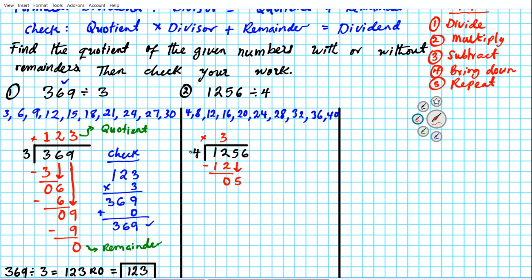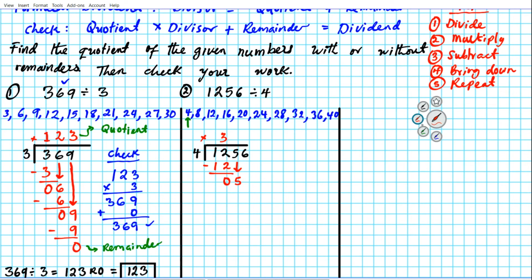5 is not a multiple of 4. It doesn't go in evenly. So how many times can you take out 4 from 5? Well, if you take a look at the multiples of 4, you're looking at the biggest multiple of 4 that's smaller than 5. The biggest multiple of 4 that's smaller than 5 is 4, sorry. Okay? So 4 divided by 4 is 1.